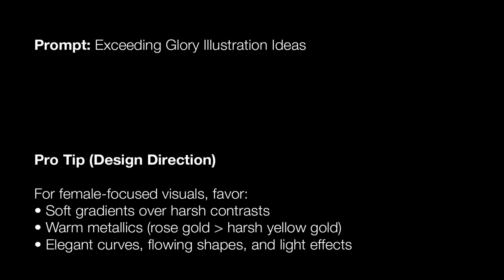So what I did was I went to ChatGPT and I typed "exceeding glory illustration ideas," and ChatGPT gave me so many ideas that I can use, the illustration I can use for the title that will add to the success of the project. And at the bottom part of the result, I have this pro tip design direction that was part of the result I got from ChatGPT.